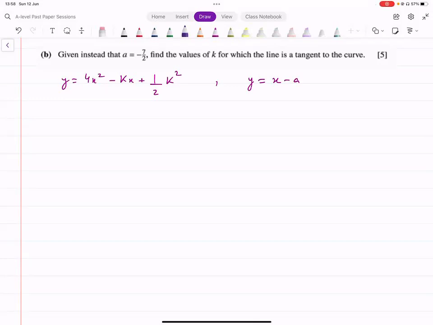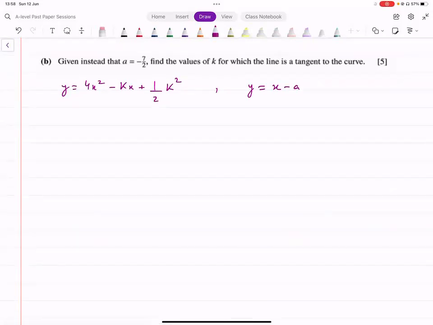Now it says the value of a is equal to minus 7 over 2. We have to find the values of k for which the line is a tangent to the curve. Now, what does that remind you about? Line is a tangent to the curve. That basically means your discriminant, it's going to be a quadratic equation. In a quadratic equation, if a line is a tangent to the curve, that means b squared minus 4ac is equal to 0. Line being tangent to the curve means there's only going to be one solution of that equation that you get, and that means b squared minus 4ac, the discriminant, should be equal to 0.